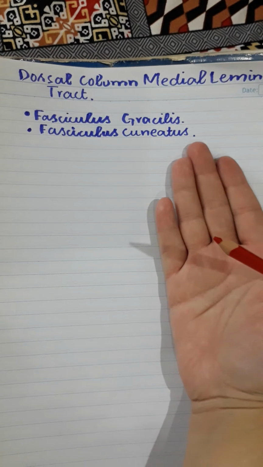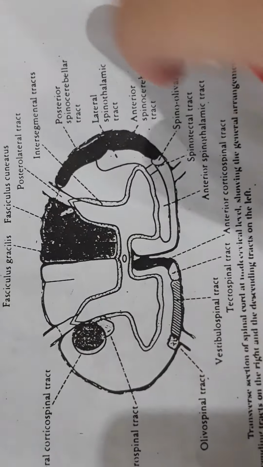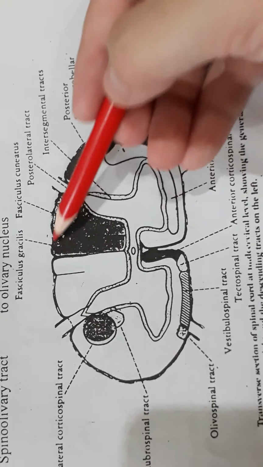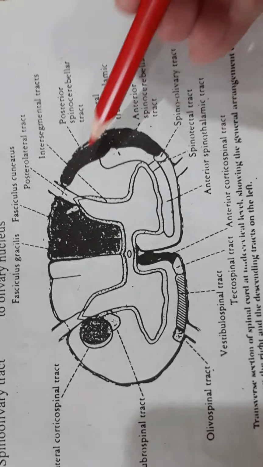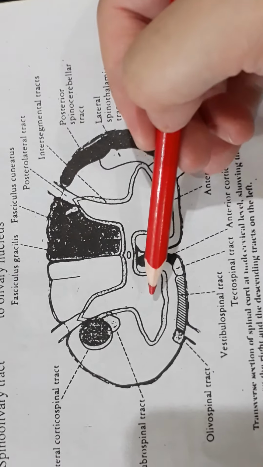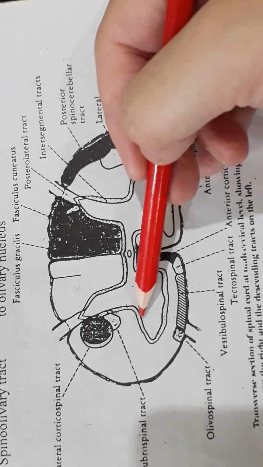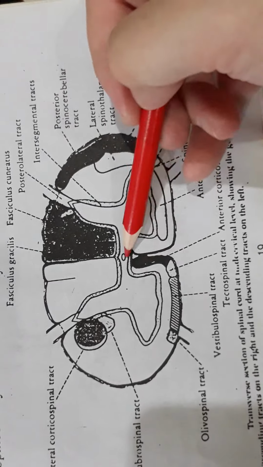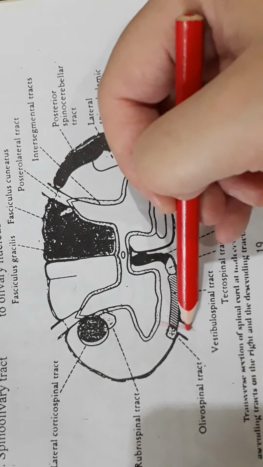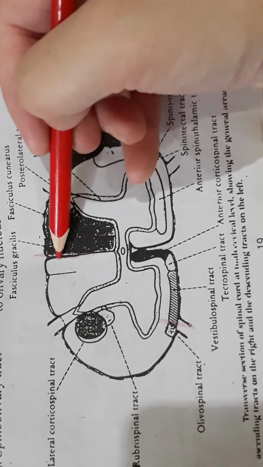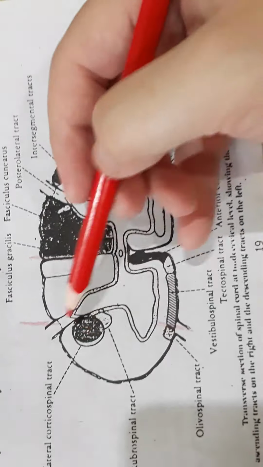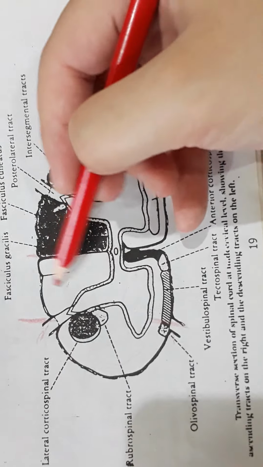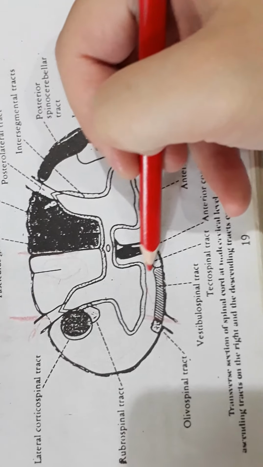So where do these lie? As you know, this is the cross section of the spinal cord. This is the gray matter of the spinal cord, and this whole part is the white matter. The gray matter also consists of anterior column and the lateral column, and the white matter also consists of anterior column from the anterior median fissure to the anterior root, posterior column from the posterior median sulcus to the posterior root, and the lateral column between the posterior root and the anterior root. This is the lateral column, this is the posterior white column, and this is the anterior white column.